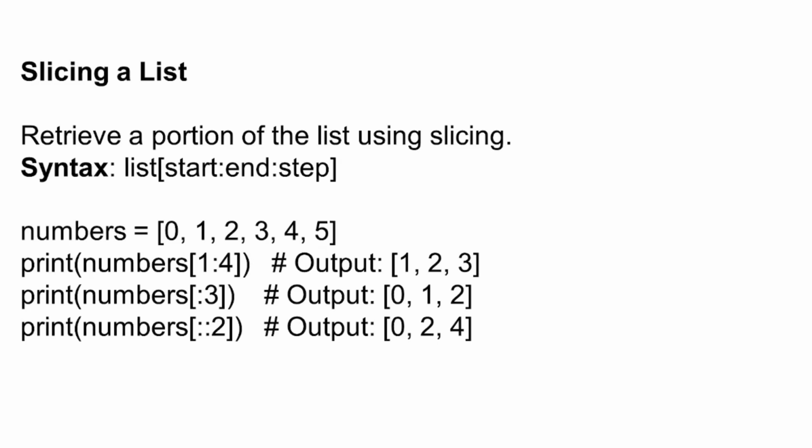Next example, print numbers up to 3. So the ending is 3, so we are going to get 0, 1, 2. If the number is like print numbers colon colon 2, then from 0 to 4, 2 is the step, as already mentioned in the syntax: start and step. So 2 is the step here.